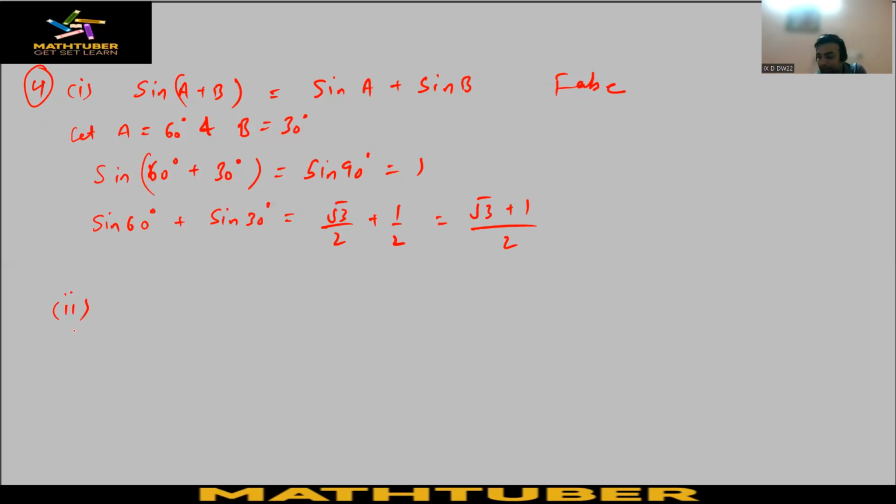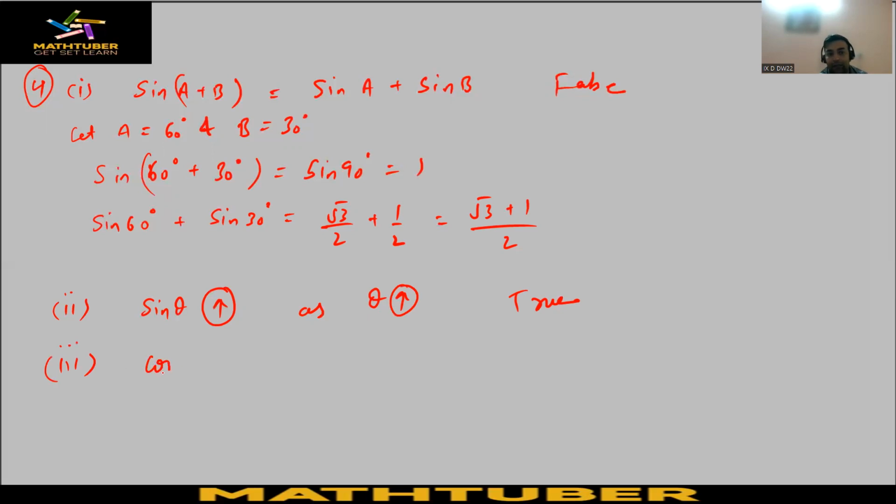So that's why if LHS and RHS are not equal, therefore it will be false. Second part is the value of sine theta increases as theta increases. You can see from the table, sine 0 degree is 0, and then the values keep on increasing as theta increases, right? And as it goes from 0 to 90 degree, the values go from 0 to 1. So that's why it is true according to the table of trigonometry.